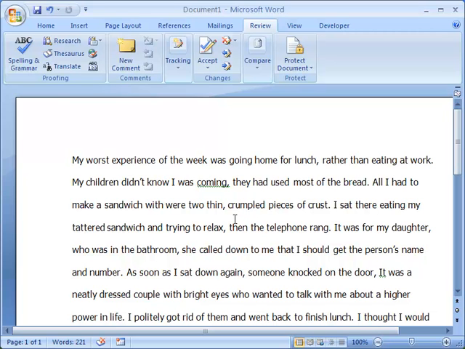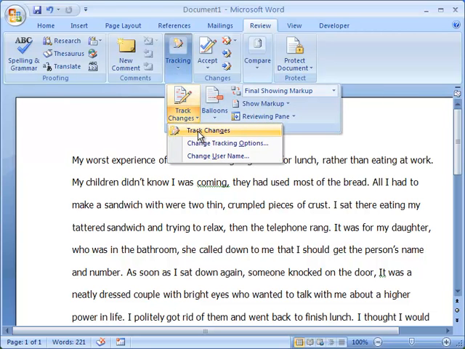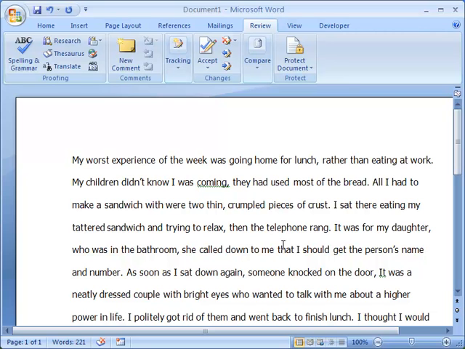So you can see up here on the screen I have a paragraph which has some sentences that have problems. We're going to look at each sentence and decide what parts we have in each sentence. So do we have independent clauses or dependent clauses? And then decide if we need to fix the sentence based on whether it has a dependent clause or an independent clause in it. Okay, if you look at the first sentence, my worst experience of the week was going home for lunch rather than eating at work.